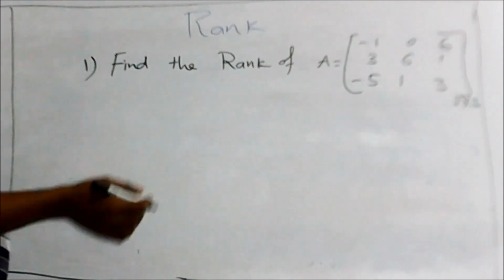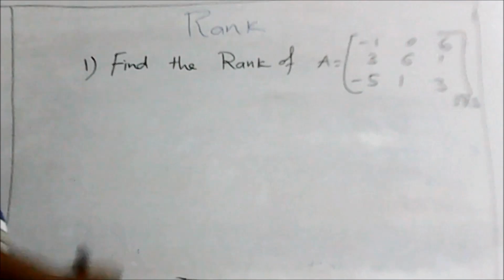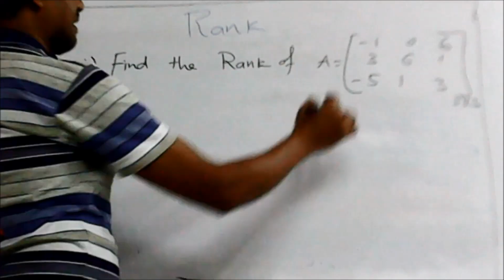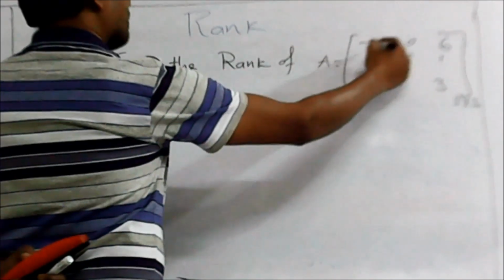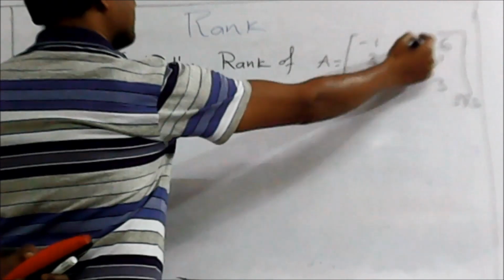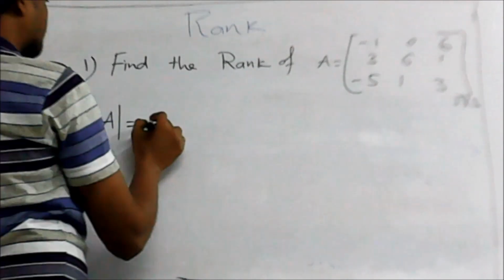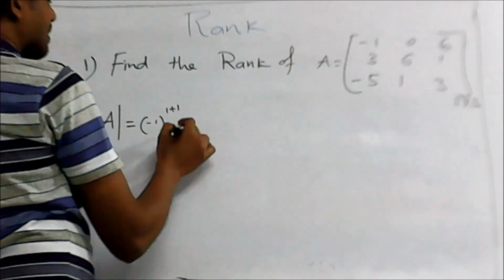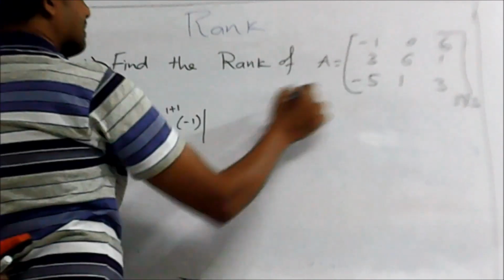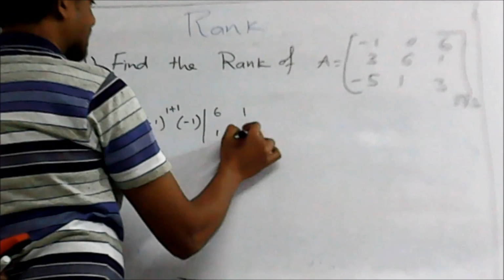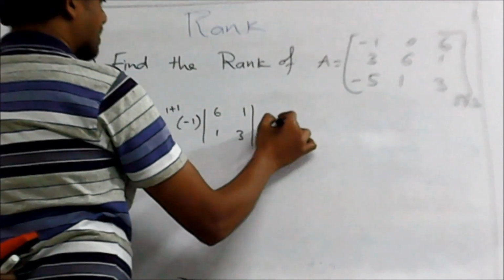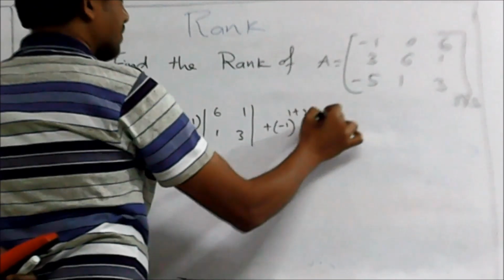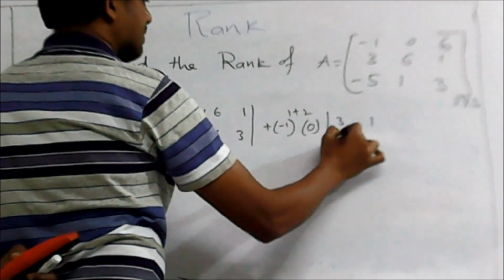If it is 0, then we go for a 2 by 2 minor. So first we will find the determinant of A. How to find the determinant of A? You can expand along any row or any column, but you should choose the row which contains zeros. The first row contains 0, so your simplification will become simple. First is (-1) to the power 1 plus 1, times the cofactor of -1, which is the determinant of 6 1, 1 3, excluding this row and column. Next is plus (-1) to the power 1 plus 2 times 0 times the determinant of 3 1, -5 3.